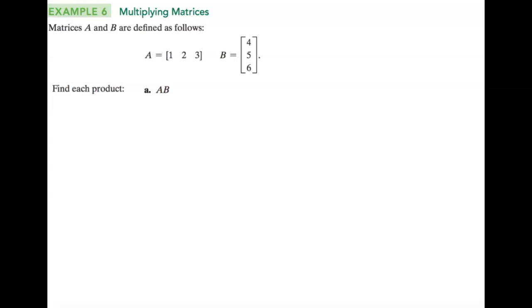All right, here's an example of multiplying matrices. So matrix A has an order of 1 row by 3 columns, and then matrix B has 3 rows by 1 column. So you want to check to make sure that these two matrices can in fact be multiplied together. So the rule is these two values must be the same, which they are. So the resultant vector is going to be a 1 by 1 matrix.